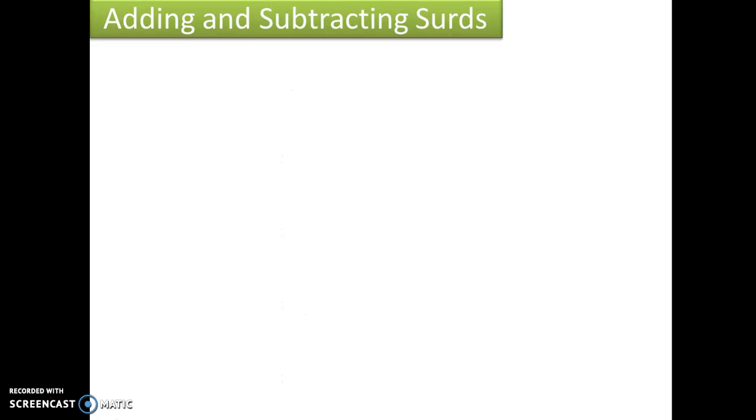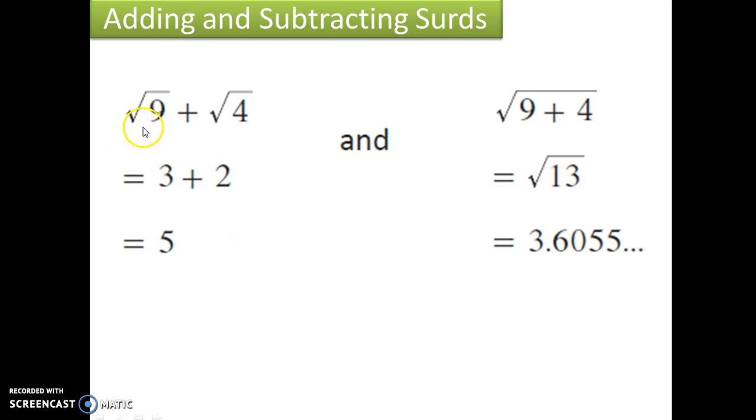Now let's look at adding and subtracting surds. That's the topic of this video. Let's say you had root of 9 plus root of 4. Well, the root of 9 is 3, the root of 4 is 2, and 3 plus 2 is 5. So we know the result of this is 5.